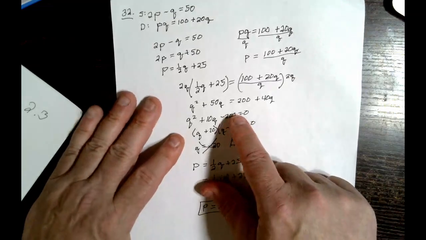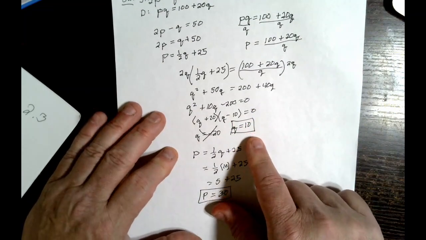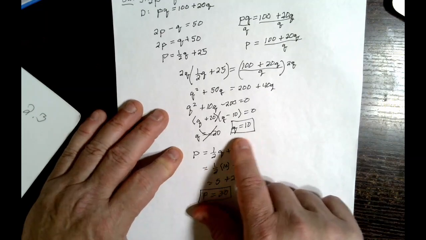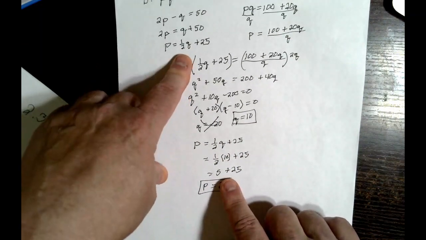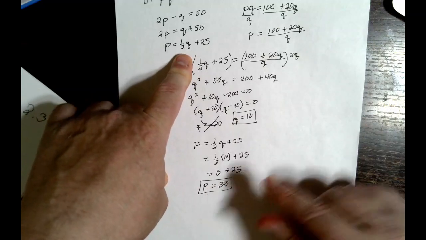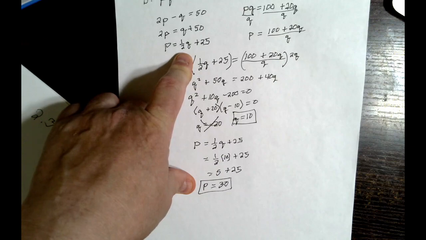Throw everything to one side and factor. You got your 2 equations. They set out to give you a minus 20 and a positive 10. You throw out the minus 20. And then you plug it back into this guy to find the P. So P is $30 and quantity is 10.